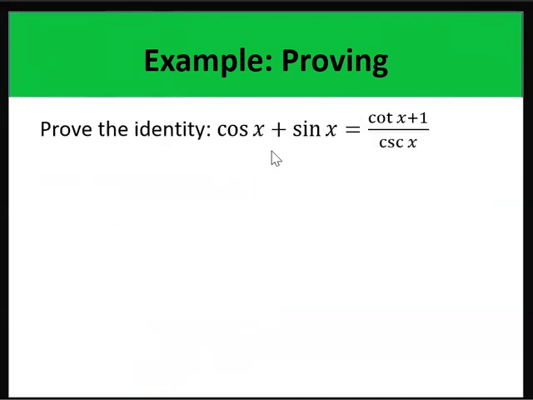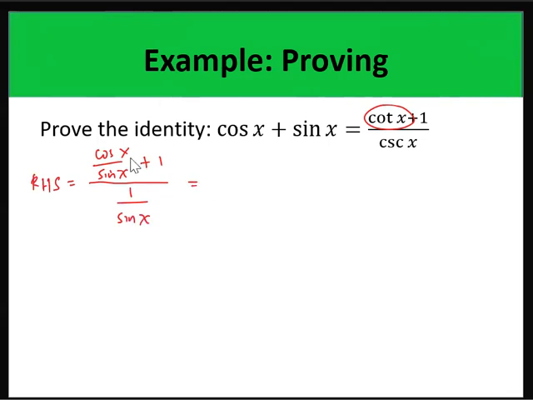Okay, next we have cosine x plus sine x is equal to cotangent x plus 1 over cosecant of x. So in this case, let's work on the right-hand side, and then we will replace that right-hand side in terms of sine and cosine. We know that cotangent x is cosine x over sine x, and then we have plus 1. Then cosecant x is 1 over sine x.